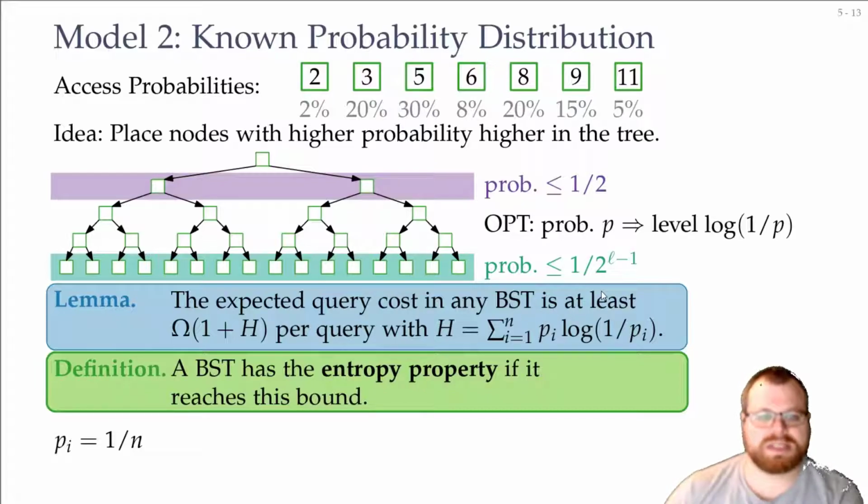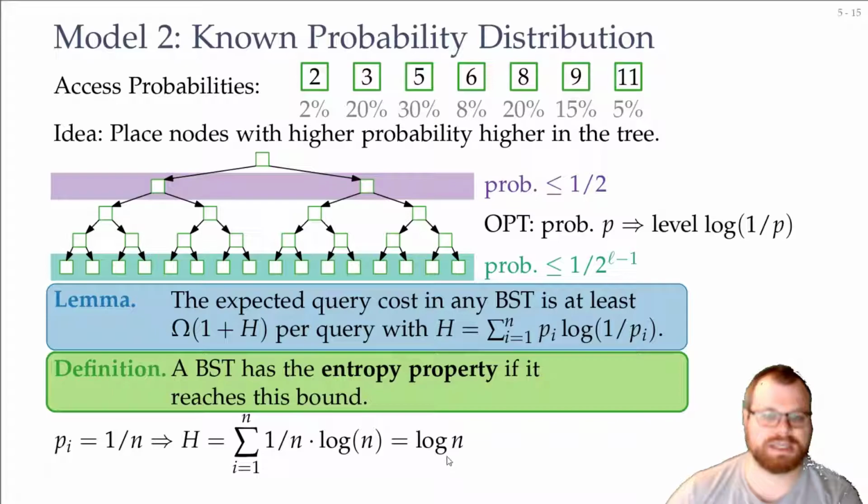For example, let's say that all of them have the same probability 1 over n to be queried. Then the sum of these is 1 over n times log n. And if we sum this up, this gives us exactly log n per query, or 1 plus log n per query.